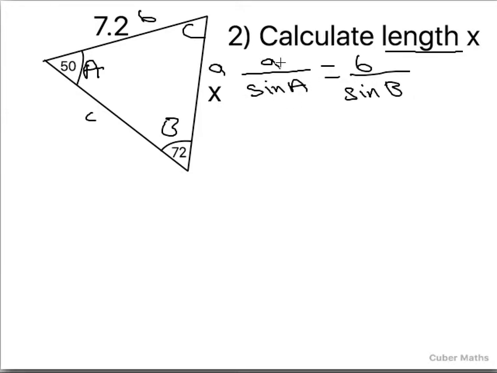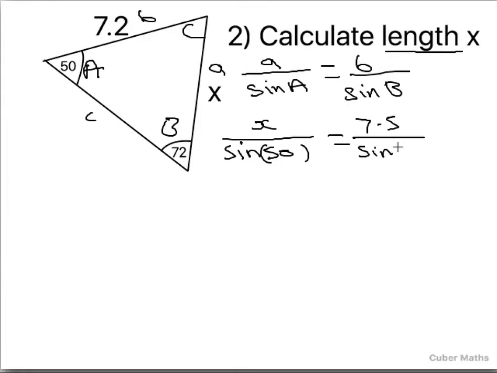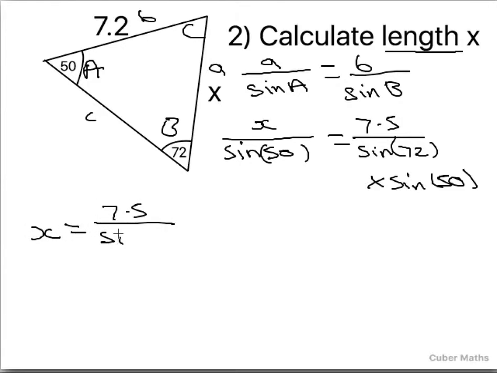So if we now substitute in what we've got, we've said side a is x, so if we put that on the top, divided by sine capital A, which is 50, is equal to b, well we said that was 7.2, divided by sine uppercase B, which we said was 72. So just like before, we need to rearrange, but this time we can simply just times by sine 50 to get x on its own. So that's going to give us x is equal to 7.2 over sine 72 times by sine 50.